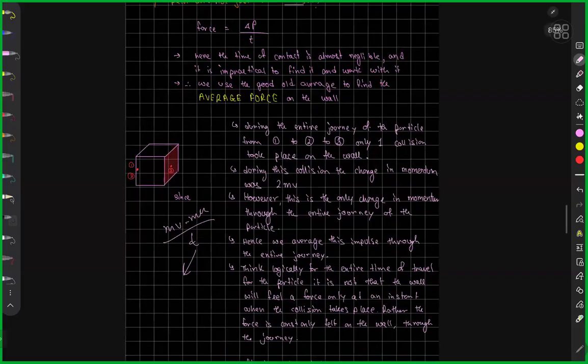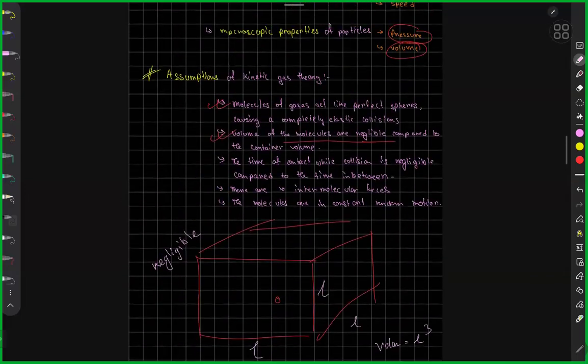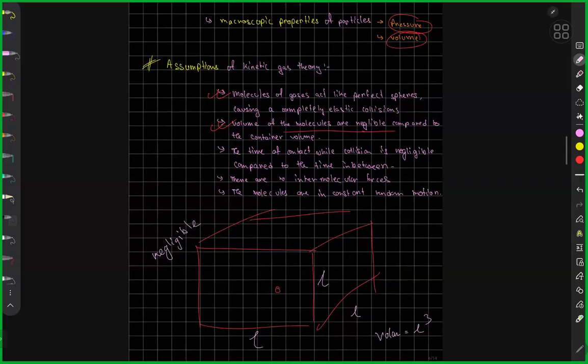But the point is, the kinetic theory of gases assumes that the collision at the wall is negligible. So we don't consider it in the calculation. That is why this assumption is made, that the collision between particle and wall is negligible. It just makes our calculation easier.